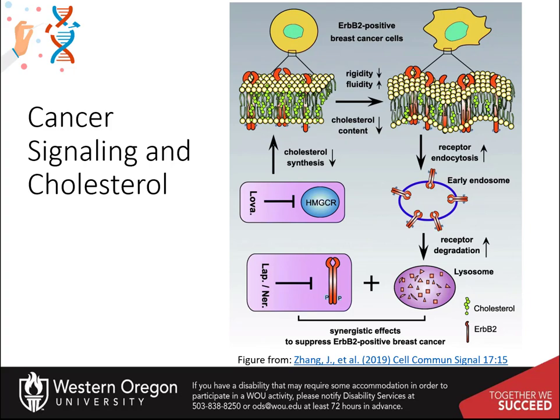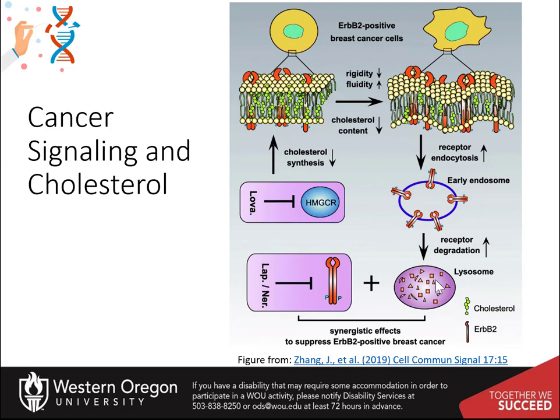Researchers in this study used a mouse xenograft model where human breast cancer cells were implanted in the mice. The mice were then either treated with lapatinib alone, lapatinib plus lovastatin, or left untreated. In this model system, dual treatment was found to reduce cholesterol levels in the membrane, increase membrane fluidity, and increase the rates of ERBB2 receptor endocytosis and degradation. In the xenograft model, this correlated with reduced tumor size following treatment.